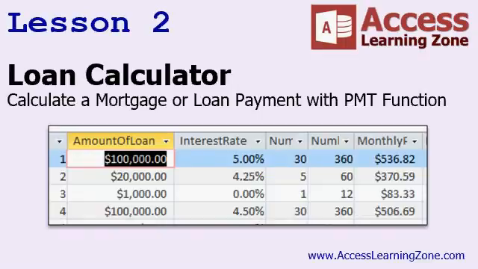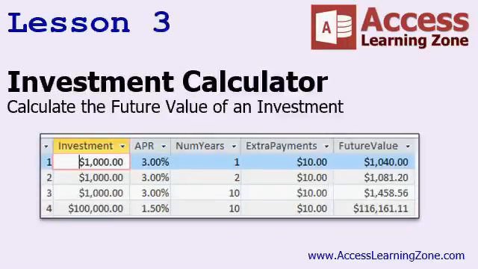I'll show you how to properly round off the numbers so that you don't end up with any fractions of a penny. We'll build an investment calculator. This is handy if you want to determine the future value of an investment. For example, I'm going to take $1,000. I'm going to put it in a savings account for 1 year at 3% with a $10 extra payment. And how much will I have after a year? And your answer is $1,040.